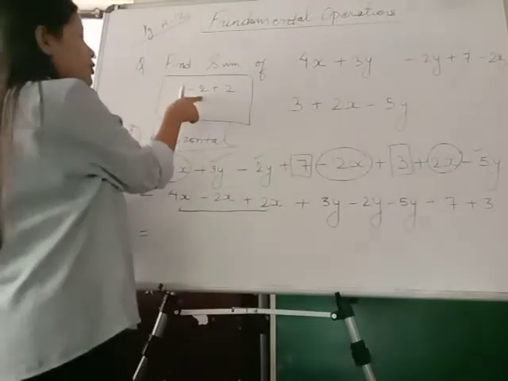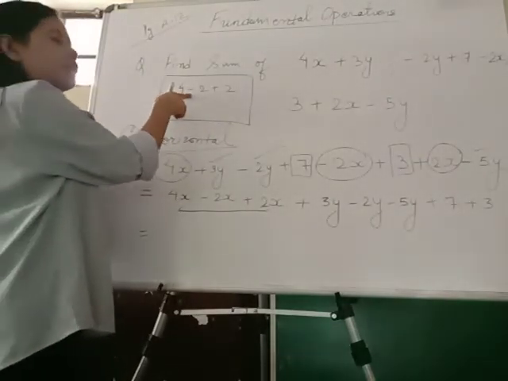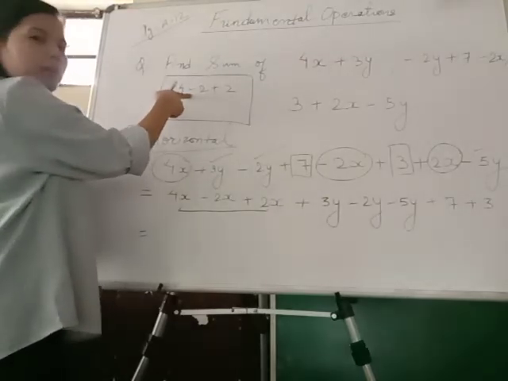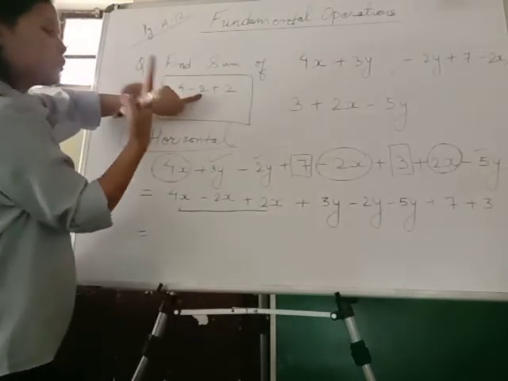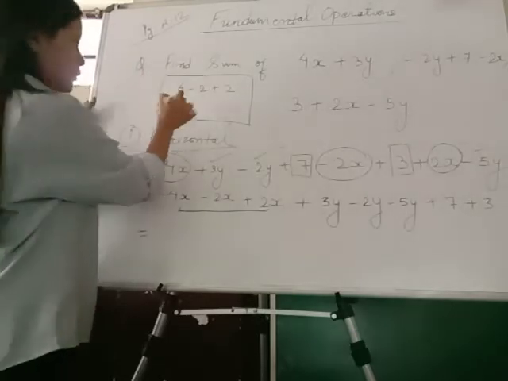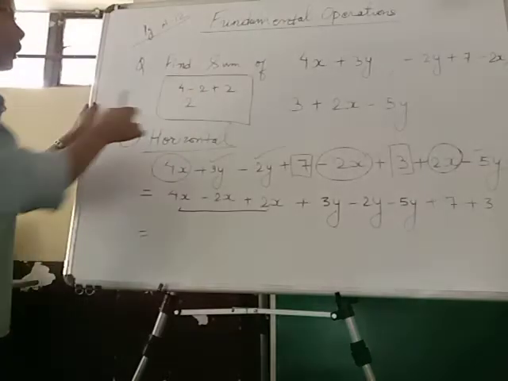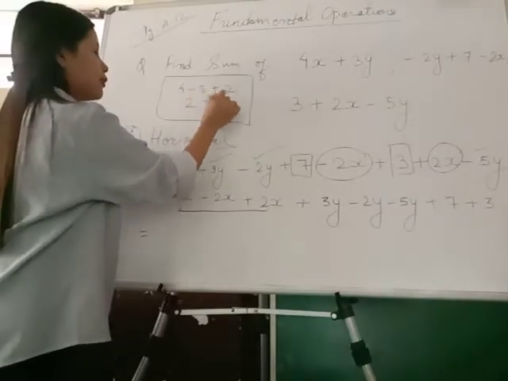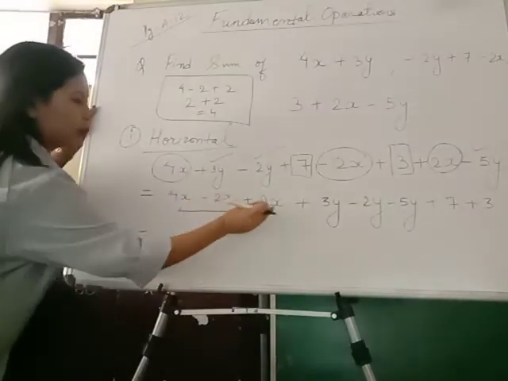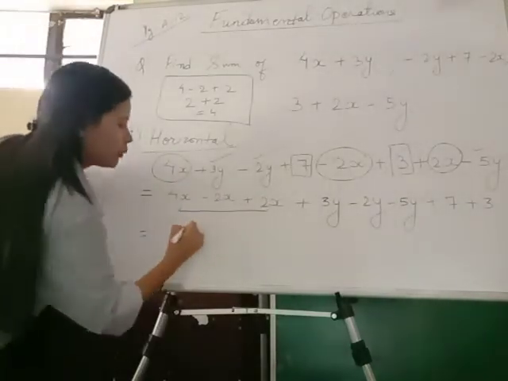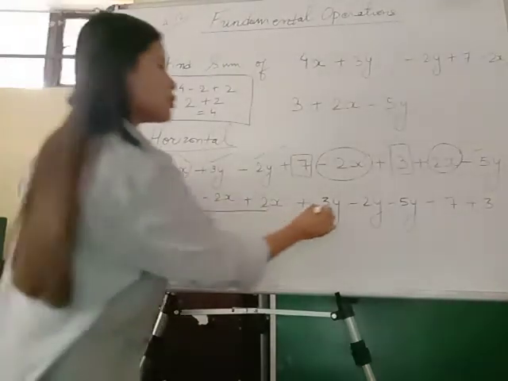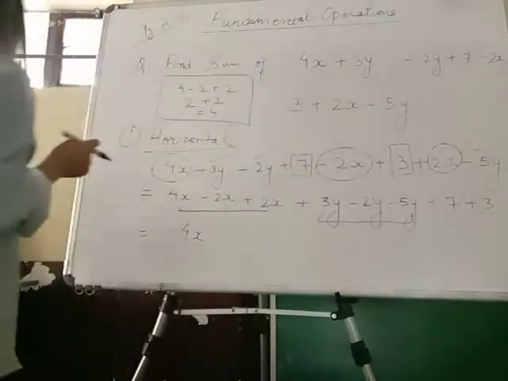So 4 minus 2, positive number, negative number. Rule number 2, we subtract and put the sign of the bigger number. So 4 minus 2 is 2. The bigger number here is 4. It has a positive sign. So we get 2. And 2 plus 2 gives us 4. So when we perform the operation here, we get 4x.